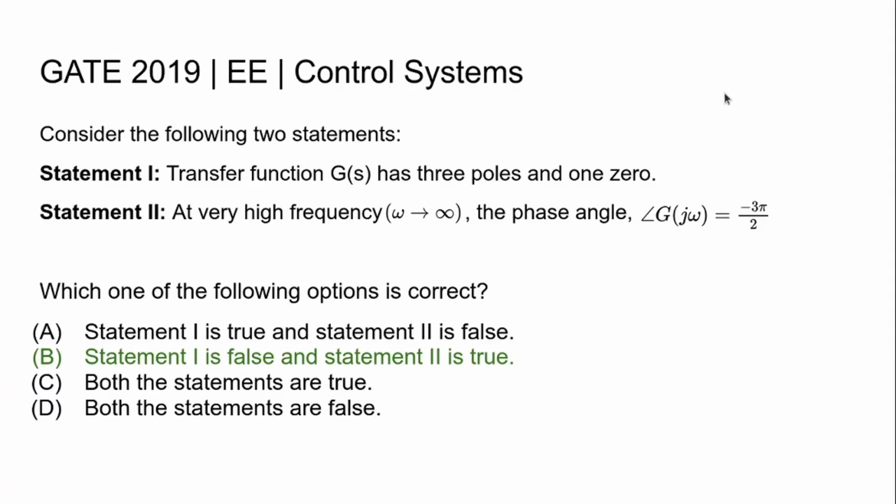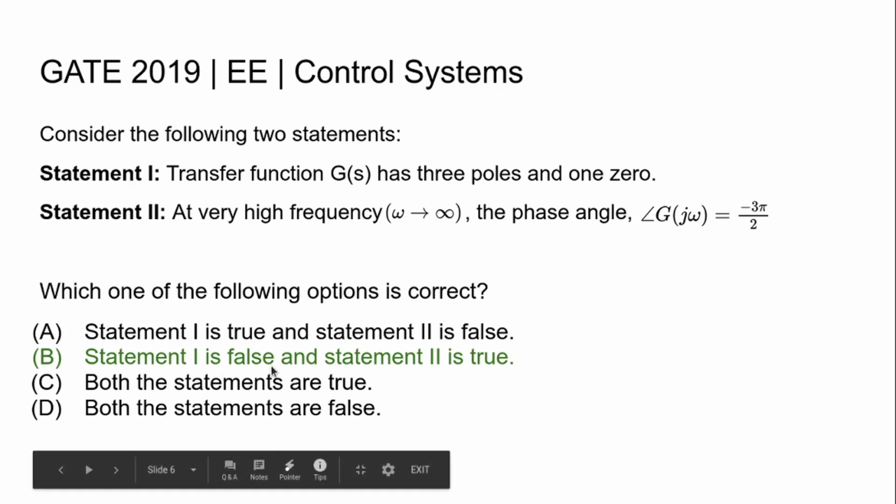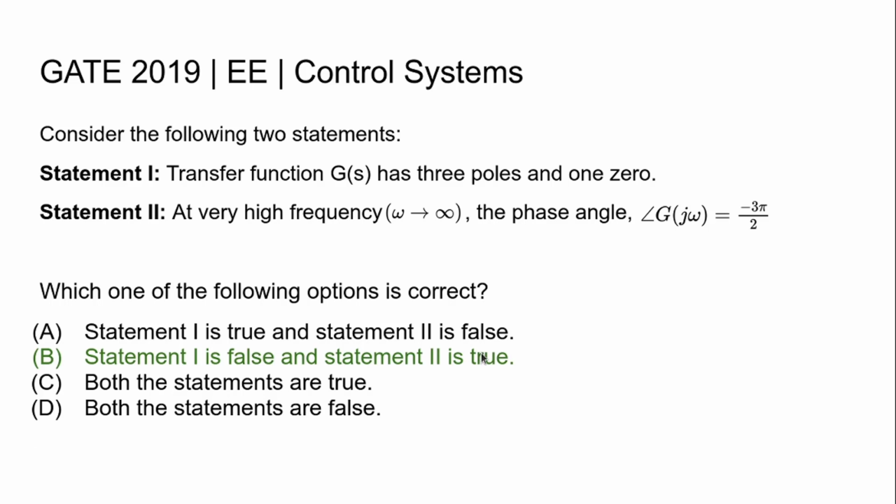Looking back at the options, we find that the correct option is option B. Statement 1 is false and statement 2 is true.